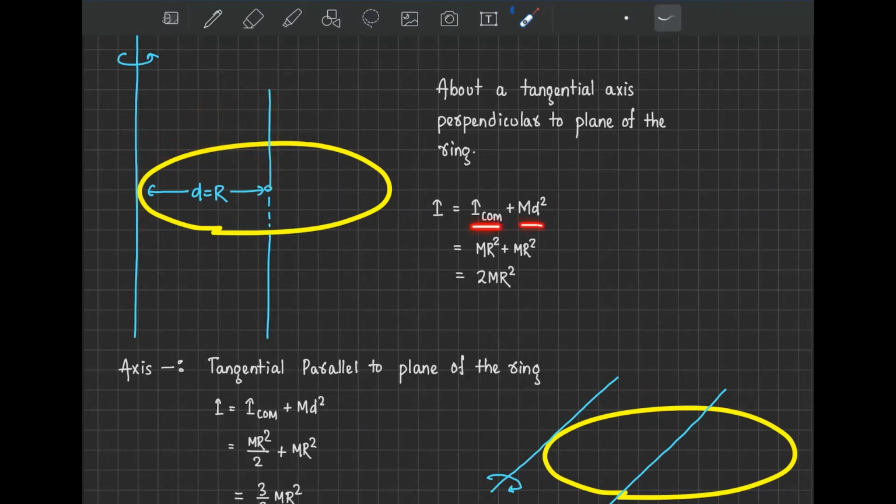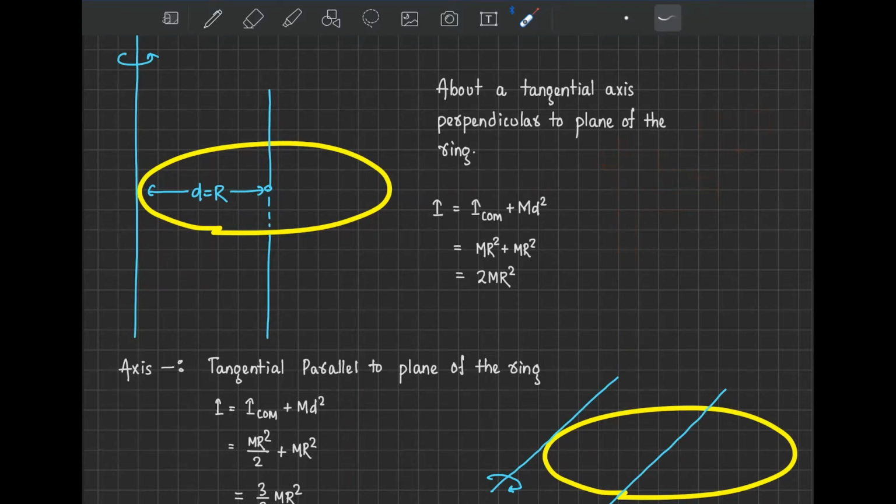So I_COM plus MD square gives us MR square plus M into D square, but D is the distance between the two axes. This is equal to R here, so we put it here. So we get 2MR square. So if we have a ring and we have an axis like this which is perpendicular to the plane but it is tangential, in that case the moment of inertia is 2MR square.